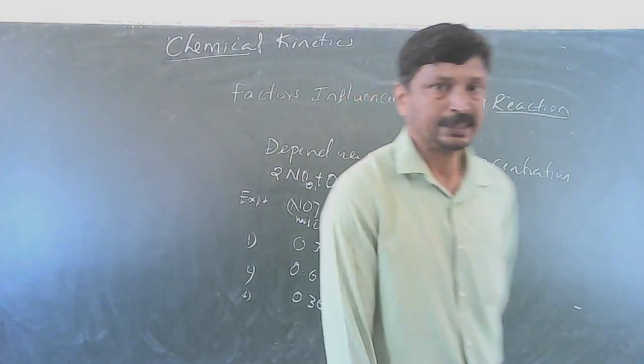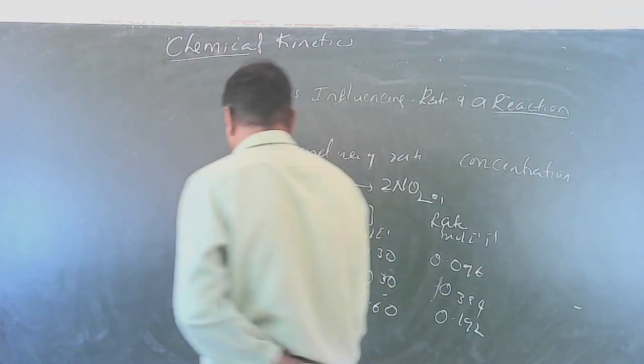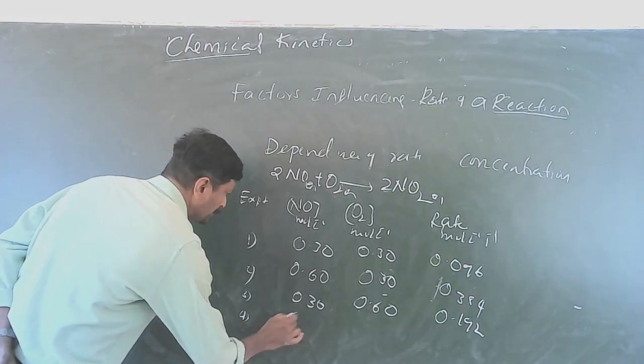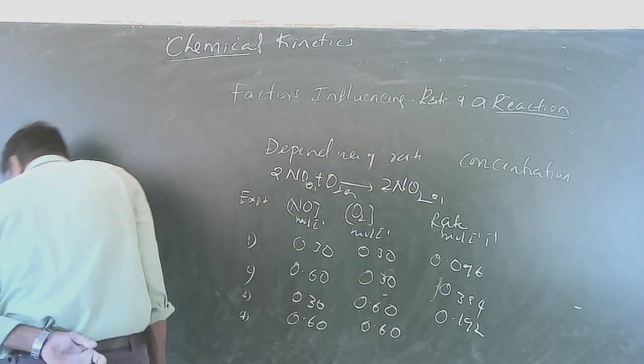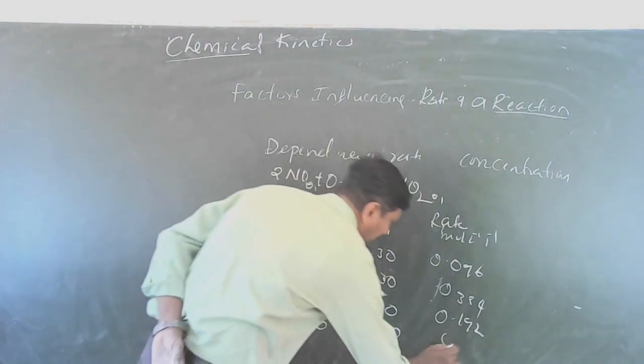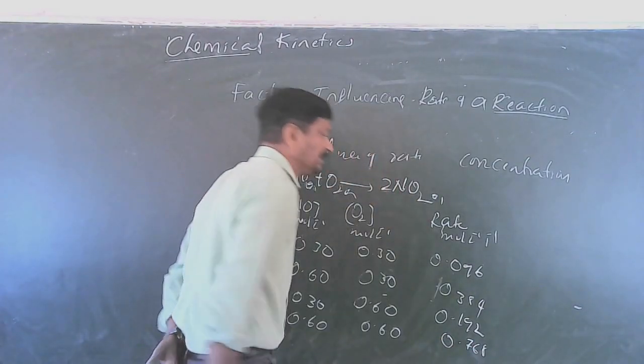So you have done three experiments. You can write one more experiment also. If you double the concentration of both to 0.60, the rate is going to be 0.768. Look at this result.